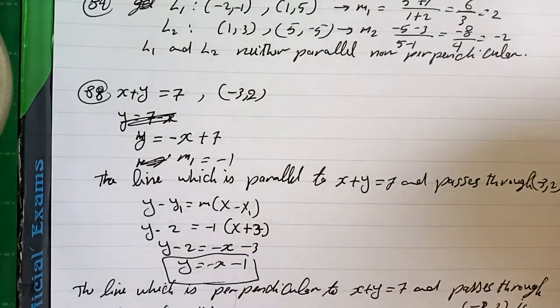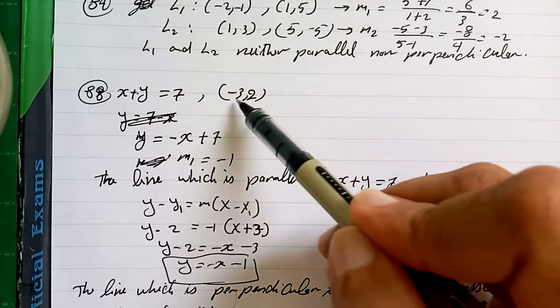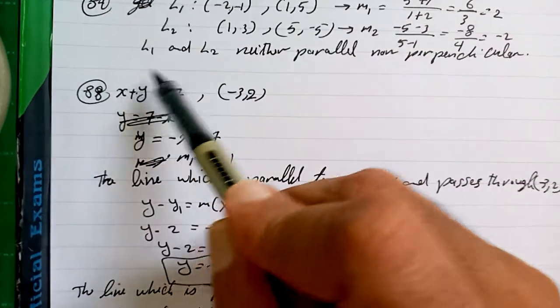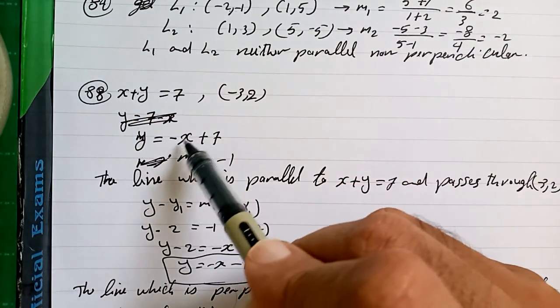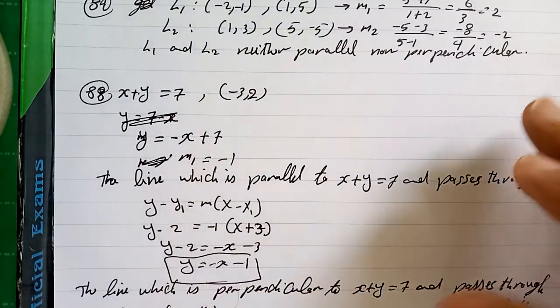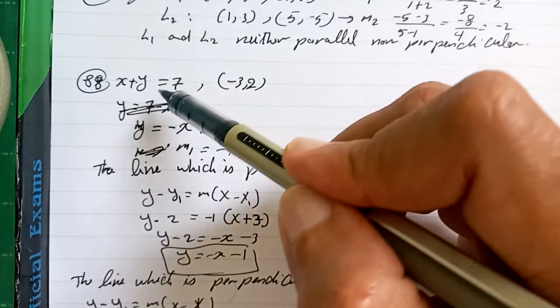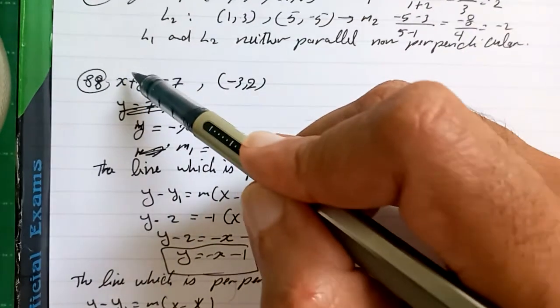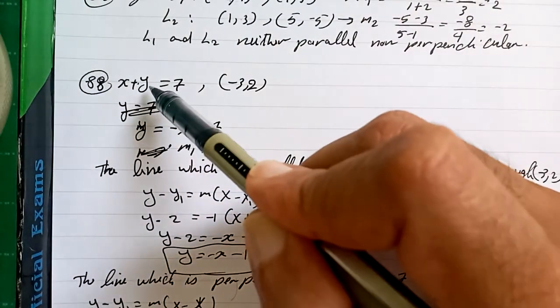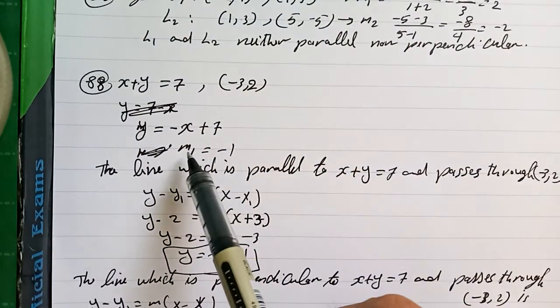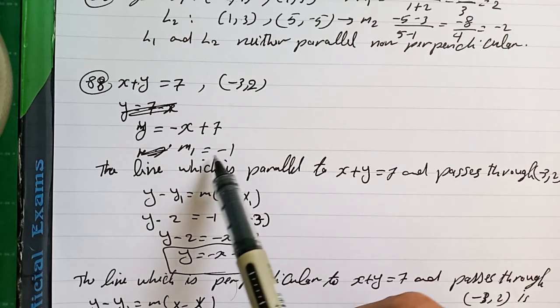88, x plus y equals 7 and has a point negative 3 and 2. Modify this equation to be y equals negative x plus 7, and he asks me to write the equation which passes through this point and is parallel to this line. So if it is parallel to this line, it has the same slope, so m1 will be -1.